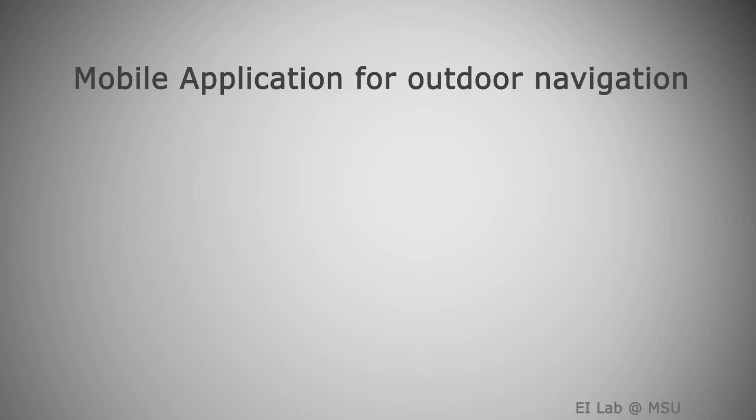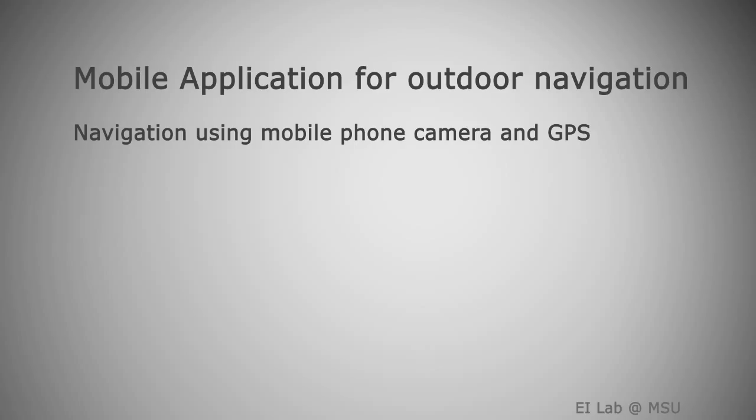In this video, we are going to present our mobile application for outdoor navigation. The goal for this application is to help visually impaired people to walk around using the mobile phone built-in camera and the Google GPS service. To achieve this, the network needs to have the following four functions.